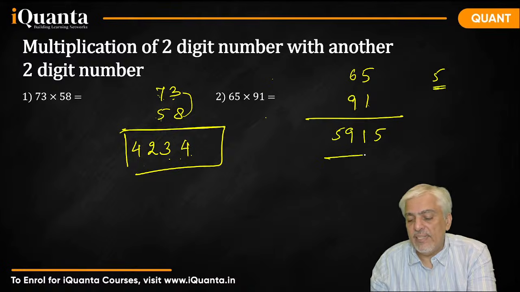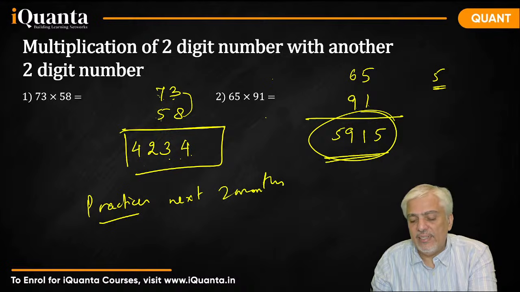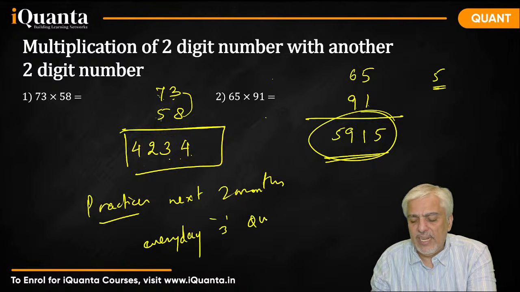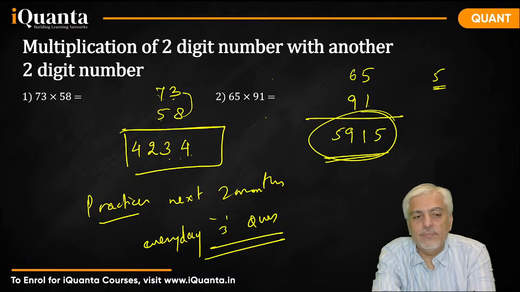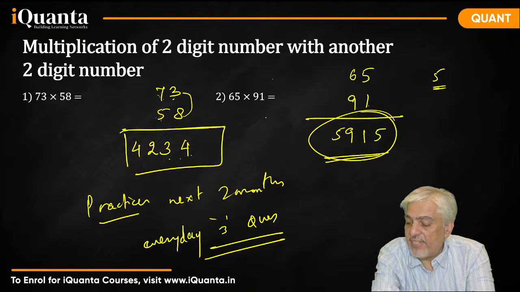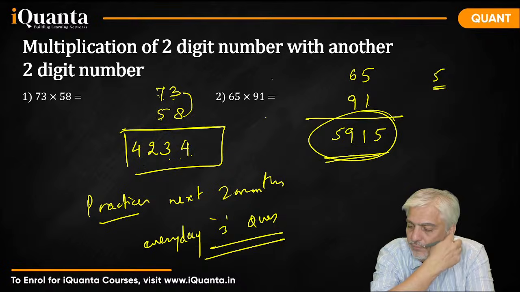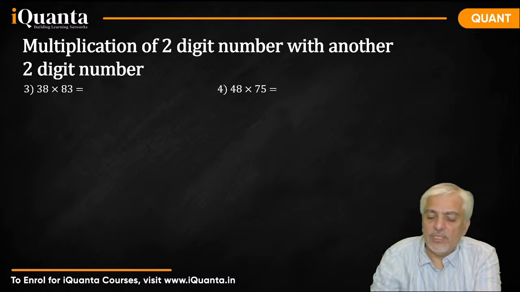ये वाला मेथड बहुत प्रैक्टिस करो. नेक्स्ट 2 months के लिए एवरी डे 5 क्वेश्चंस और एटलीस्ट 3 क्वेश्चंस. चलो, एवरी डे 3 क्वेश्चंस. ओके, 5951 नहीं, 5915. अभिषेक, कम ऑन, ये दोनों का आंसर्स निकालो.